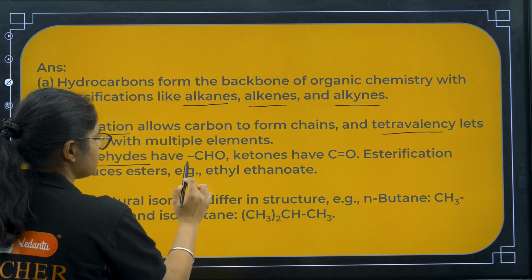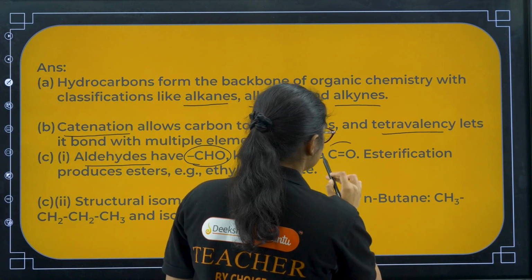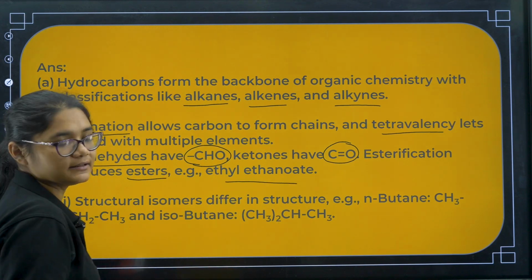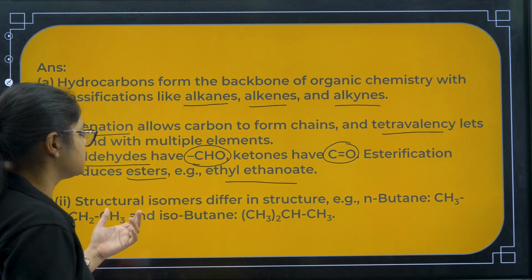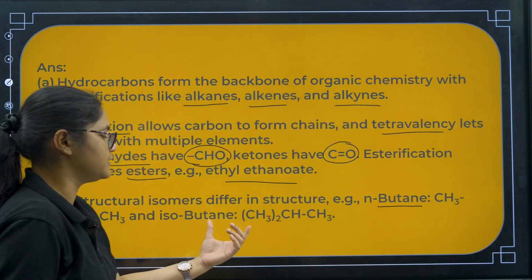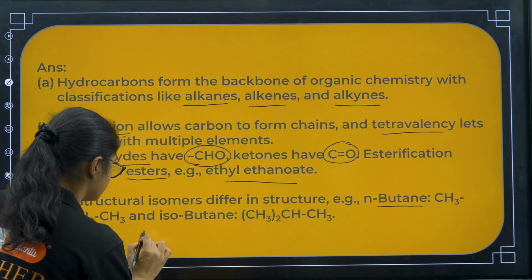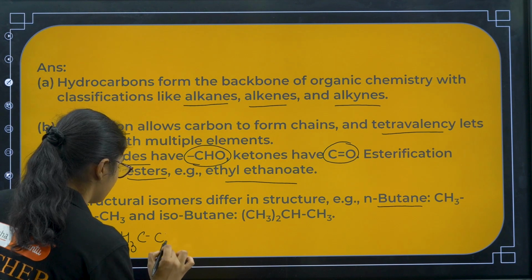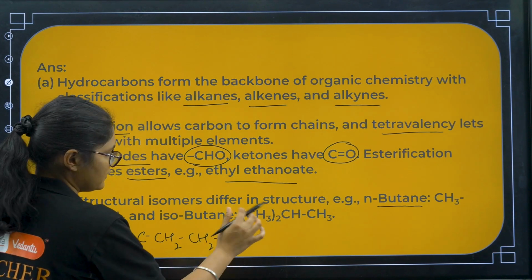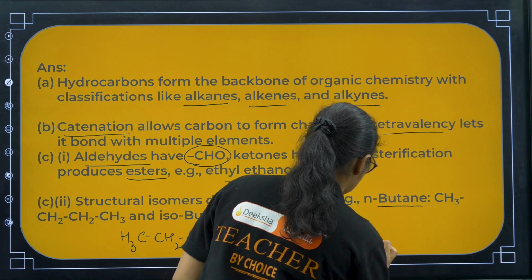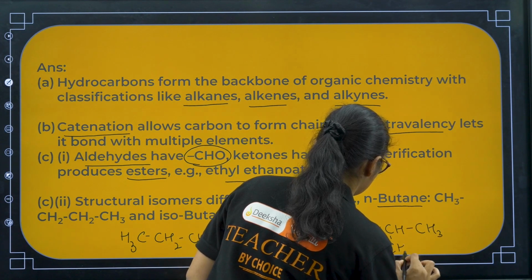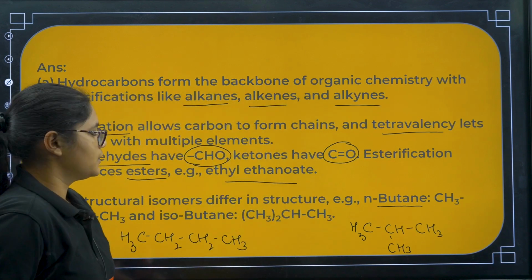Next, the aldehyde functional group is CHO, ketone functional group is CO. What is esterification? It produces esters, that is your ethyl ethanoate. Next, structural isomers of butane differ in the structure. So you have one is n-butane and the other one is isobutane. If I just want to draw the structure, n-butane is like this. Okay, this is n-butane and isobutane is like this. Okay, clear?